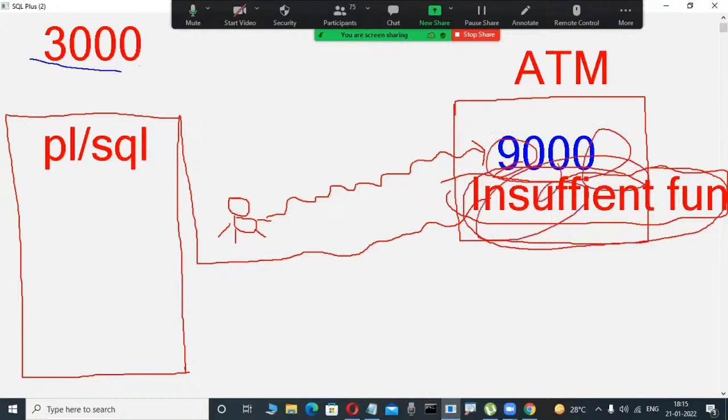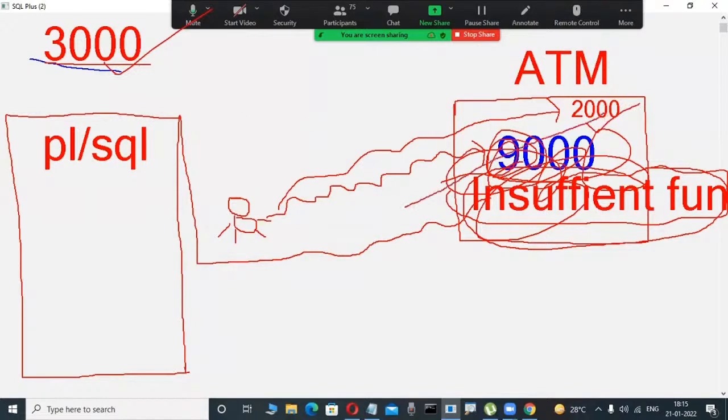Again, another scenario. For example, my balance is 3,000. Suppose I insert my ATM card and try to withdraw 2,000 rupees. Now it is possible. Why? Because my balance is 3,000, and 2,000 is less than 3,000. That's why the withdrawal is possible. We are withdrawing 2,000 in this example.